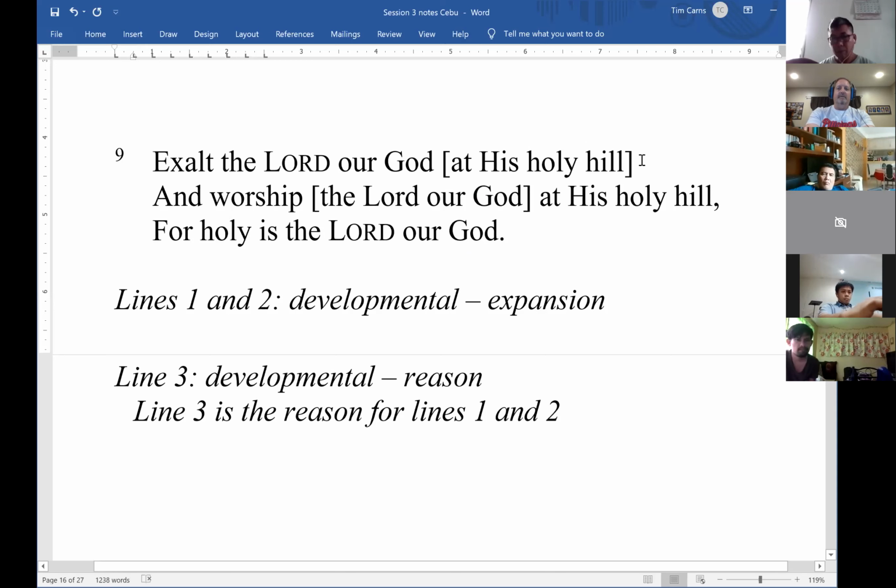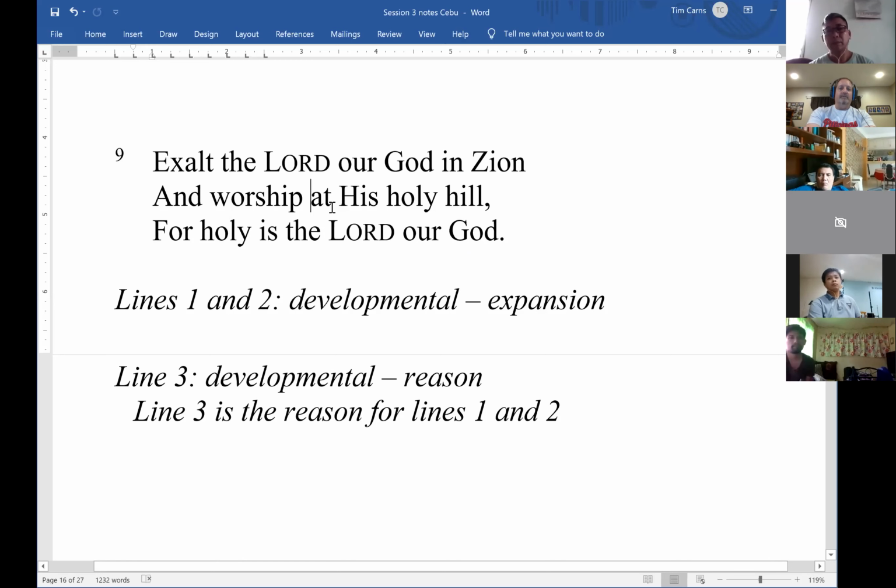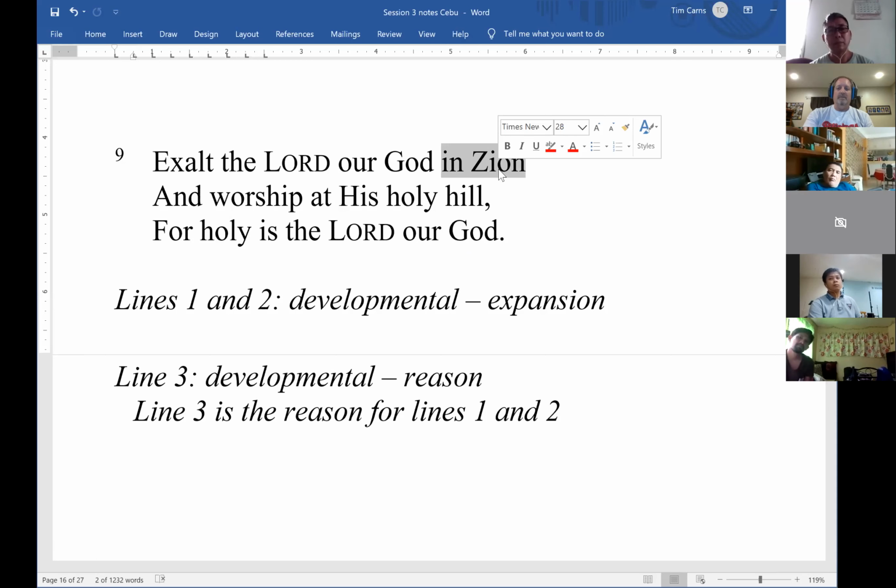All right. Now, if the first line had said, exalt the Lord our God in Zion and worship at his holy hill, that would be synonymous. But I think if you're assuming that something was taken out in line 1 and then something else in line 2, that's probably less likely. Okay?